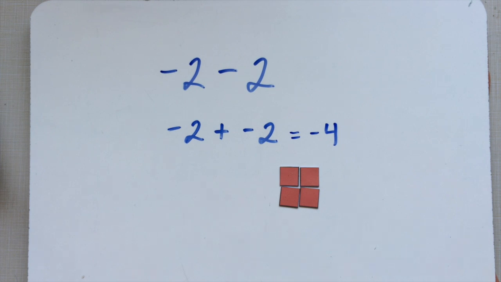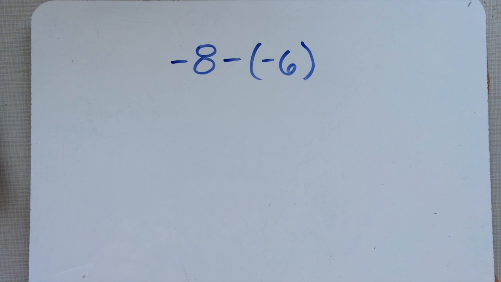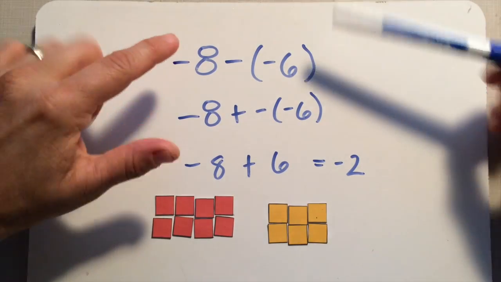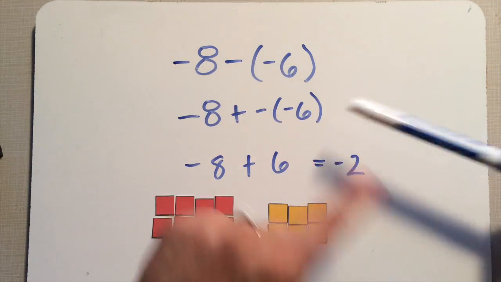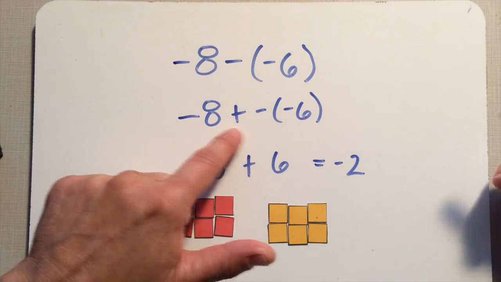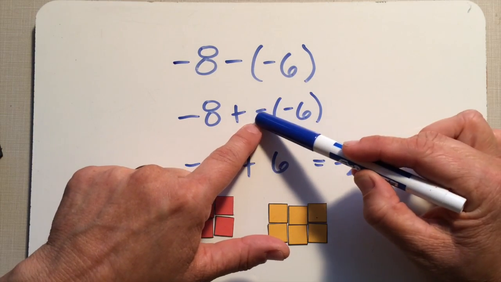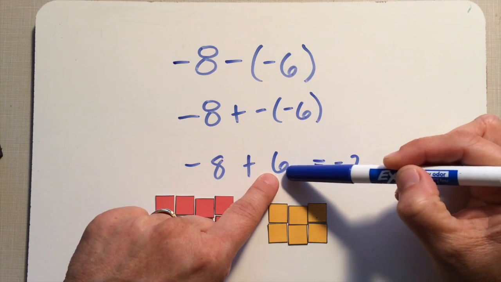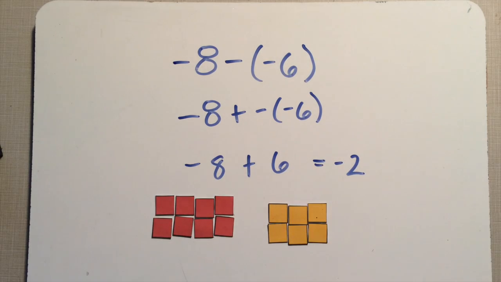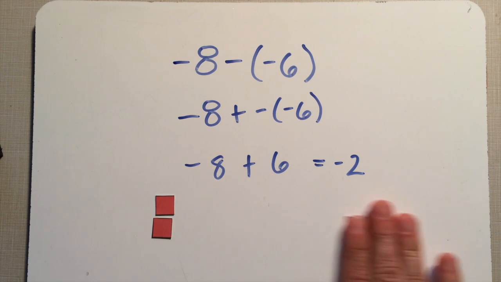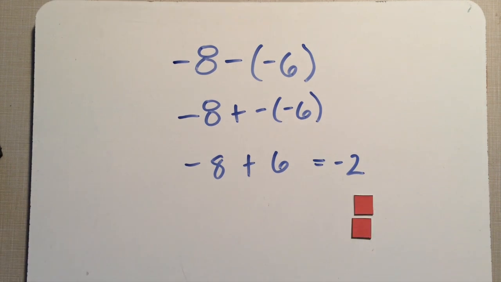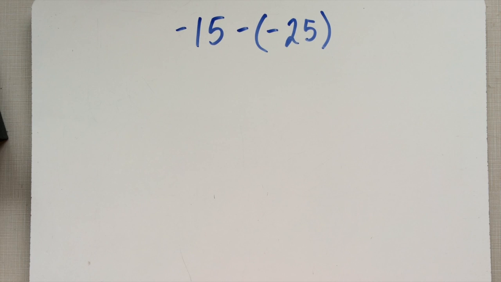Let's try another one. All right, getting trickier. Try -8 minus -6. Pause the video, give it a try. All right, so you can see that I brought down my -8, that stays the same. I push this -6 over to the side and put a plus in front. And the -6, the opposite of -6, is a +6. So I've got 8 negative ones, 6 positive ones. I know that these 6 positive ones are going to eliminate 6 of these negative ones, leaving me with an answer of -2.